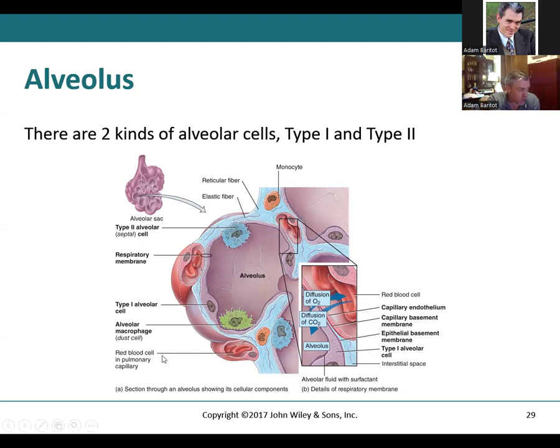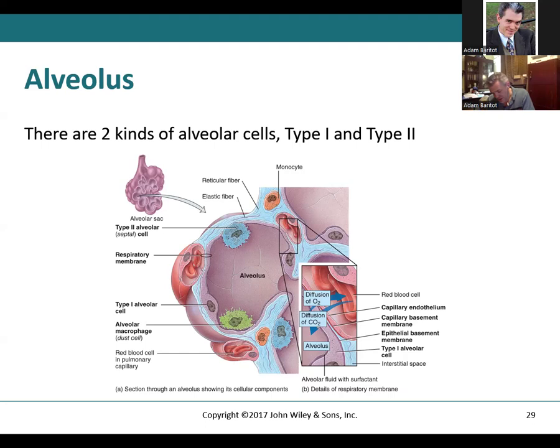Also in this area, we're going to find some alveolar macrophages, sometimes called dust cells. These phagocytes remove fine dust particles and other debris from the alveolar spaces. Also present are fibroblasts that produce reticular and elastic fibers. Underlying the layer of type 1 alveolar cells is an elastic basement membrane. There we see our basement membrane beneath these structures.